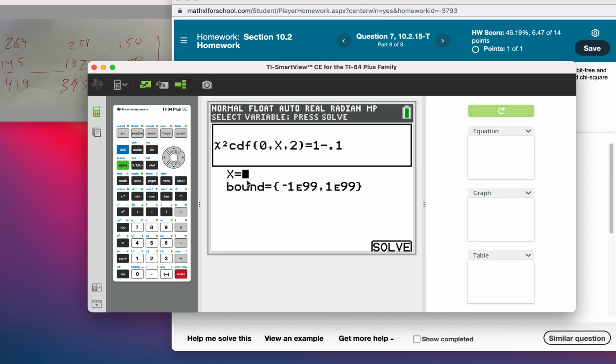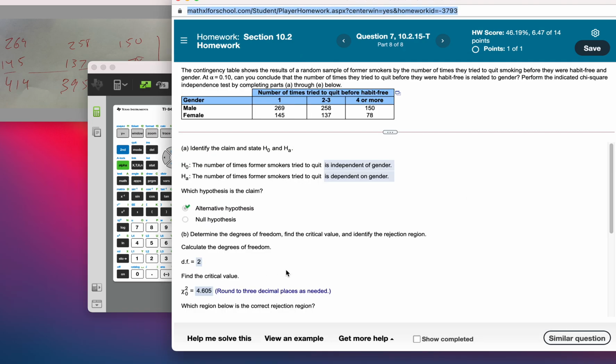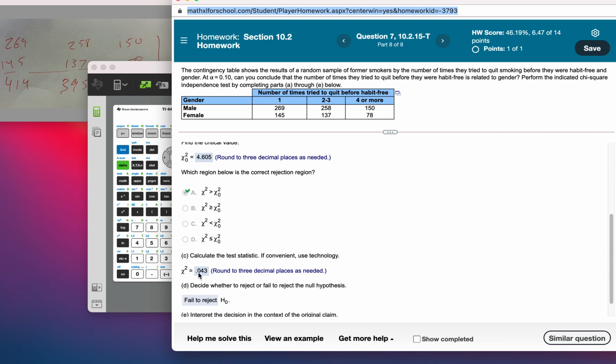Okay, and then you'll have a number here, but remember we always have to hit alpha and then solve. So 4.605. Okay, for this one, we always want to determine if the chi-squared is bigger than the critical value. It's always going to be this one bigger than the one with the not symbol. Now we want to calculate the test statistic.